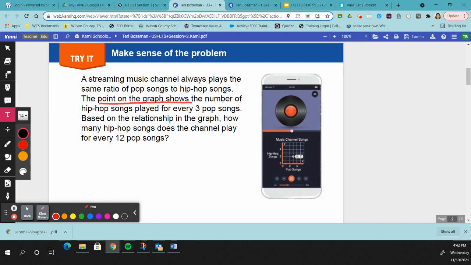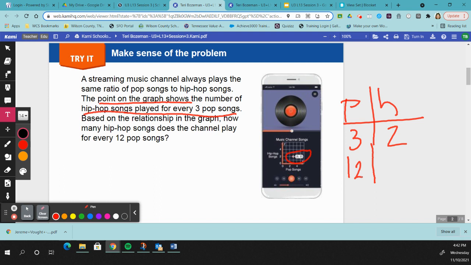It says the point on the graph shows the number of hip hop songs for every 3 pop songs, right? And if we're comparing pop songs to hip hop, we have a 3-to-2 ratio. That's what our ordered pair tells us. So when we have 3-to-2, we want to know how many hip hop songs are played if 12 pop songs are played.